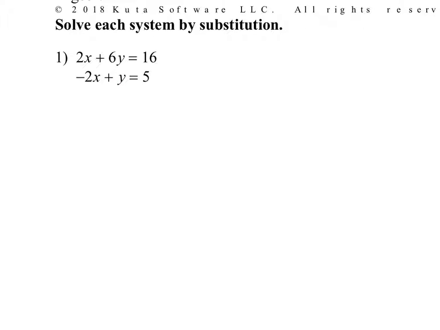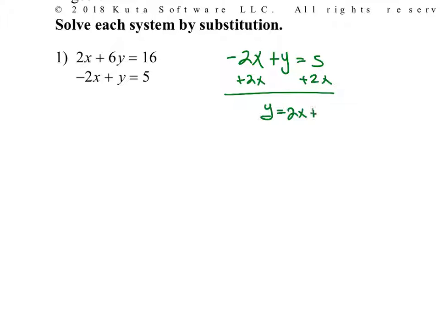Now I'm going to start by isolating the y, because this variable has a coefficient of 1 and it's going to be easier for us to solve. So I have negative 2x plus y equals 5. I'm going to add 2x on both sides, so y equals 2x plus 5. Whatever the value of x, y equals twice the value of x plus 5.